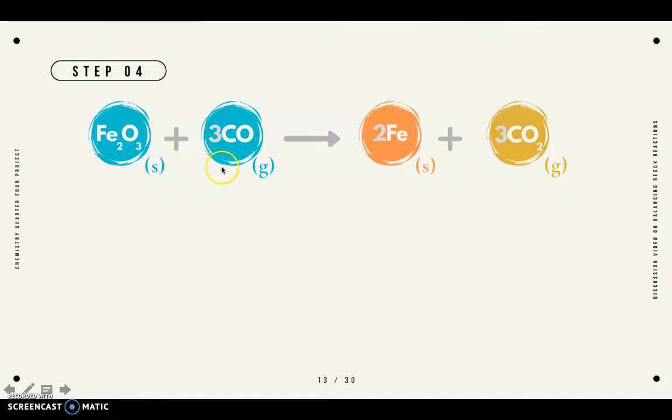Here, a 3 is placed before the carbon monoxide and carbon dioxide as coefficients. A coefficient of 2 is also placed before the iron on the product side. There is no need to add a coefficient to iron 3 oxide on the reactant side because the subscript 2 after the iron indicates that there are already 2 iron atoms.